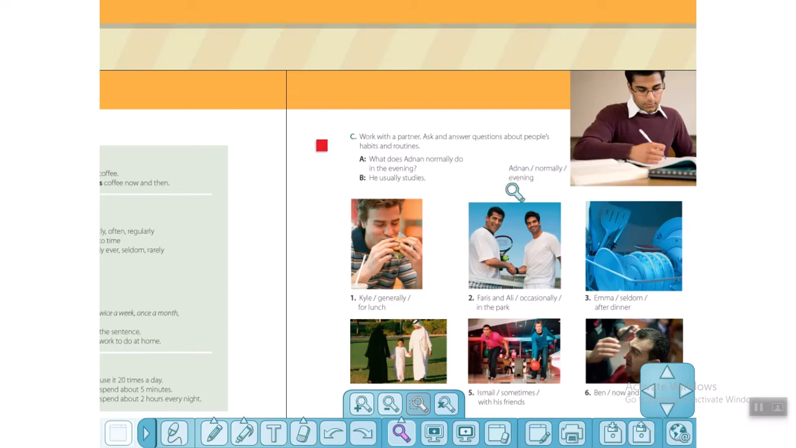Through these words, we have formed this question. What does Adnan normally do in the evening? He usually studies. Let's see what we can do with these pictures. 1. Kyle generally for lunch, and 2. Faris and Ali, Emma. Let's see.